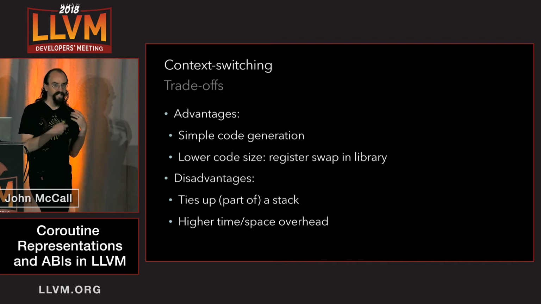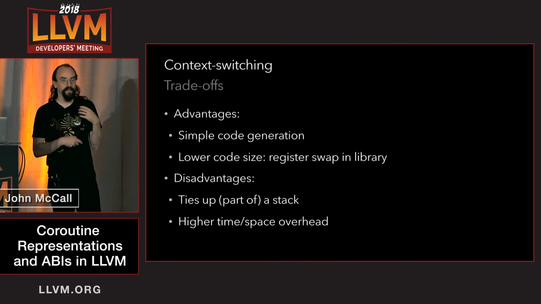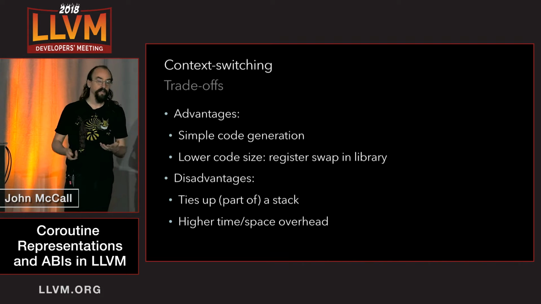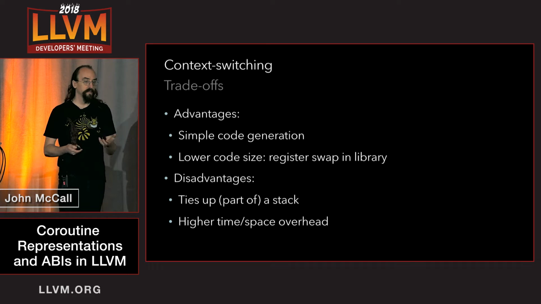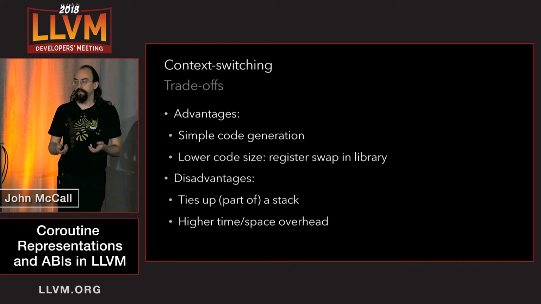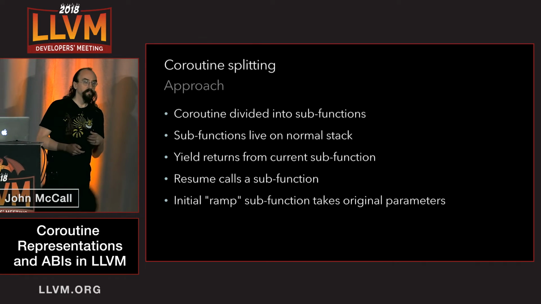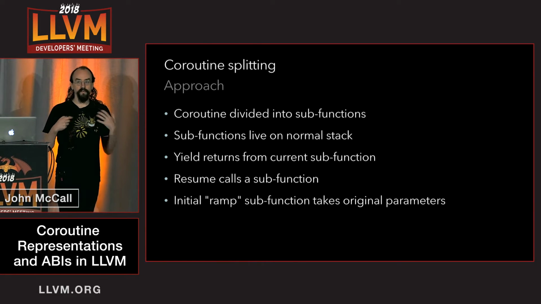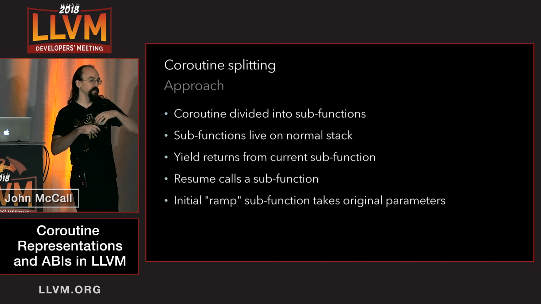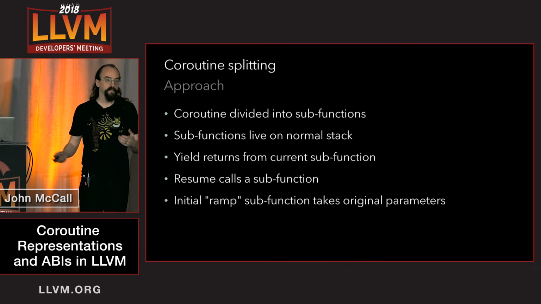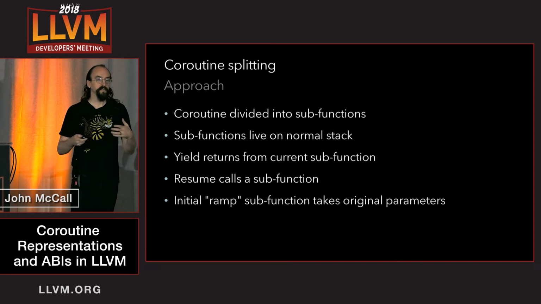The disadvantage is that it ties up a stack, and that has a lot of overhead that you may not really be willing to embrace for your generator feature or whatever else you're doing. The other basic approach is called coroutine splitting. It's where you take that original function and you split it up into different functions. One function in particular is important.